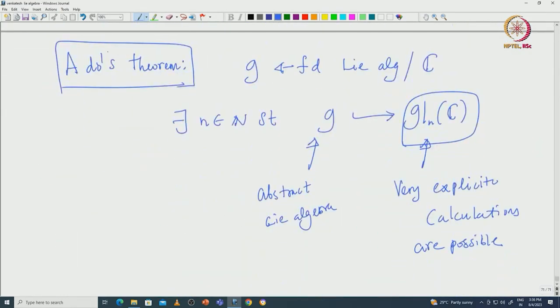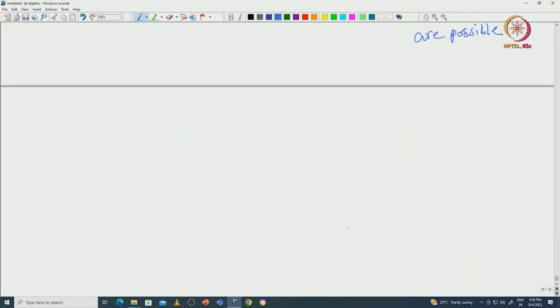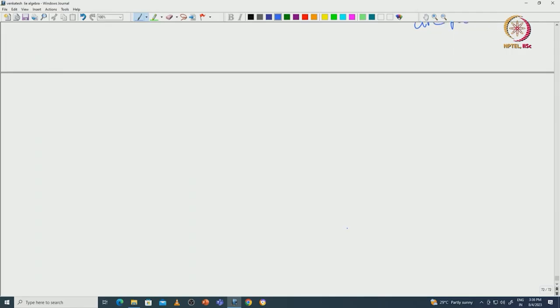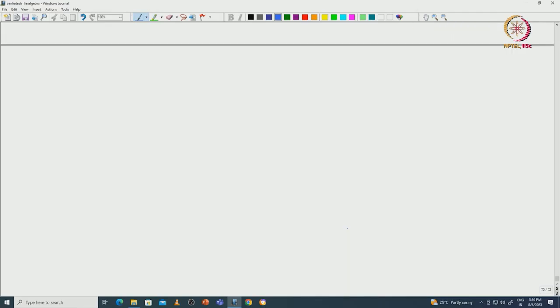So now we will see a class of Lie algebras for which the center will always be 0. Okay. So, that class is called semi-simple Lie algebras.